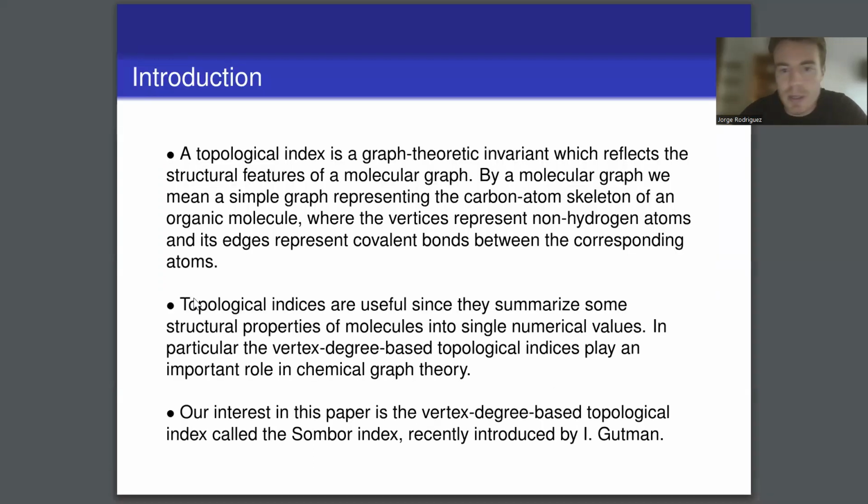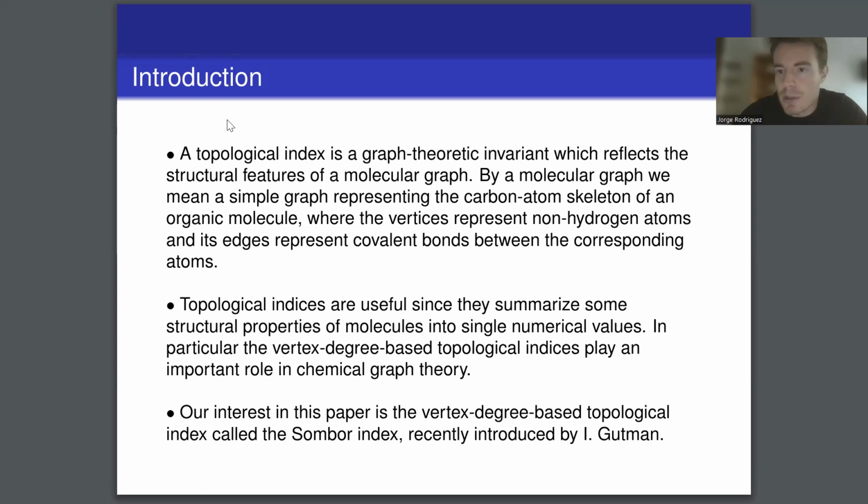Before starting with the paper, let me introduce some concepts that are going to make the presentation easier to understand. First, a topological index is a graph theoretic invariant which reflects the structural features of a molecular graph. What do we mean by a molecular graph? Well, a molecular graph is a simple graph representing the carbon atom skeleton of an organic molecule, where the vertices represent the non-nitrogen atoms and its edges represent the covalent bonds between the corresponding atoms.